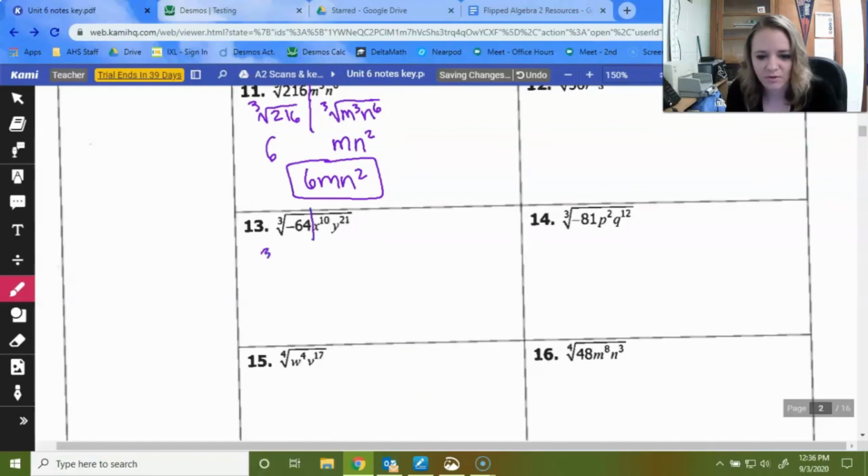Alright, let's split this up. Third root. I know I'm going to have to take that negative out. I'm going to just go ahead and do that.